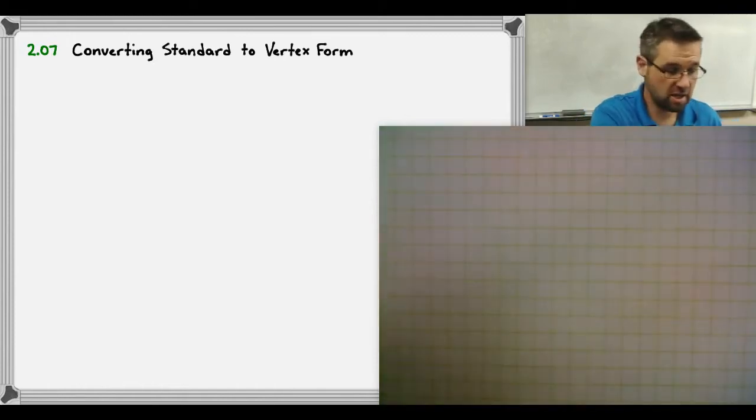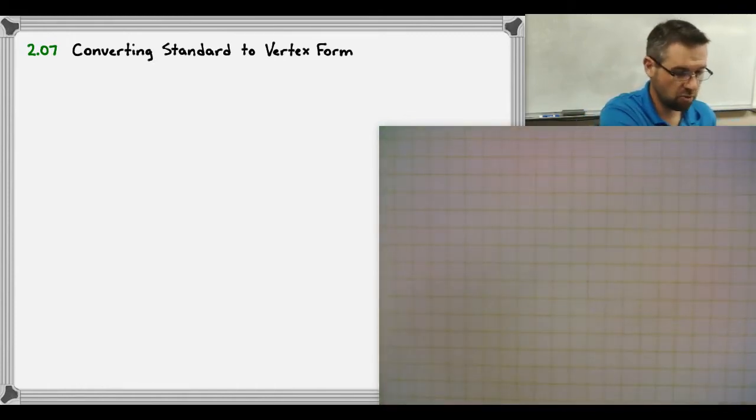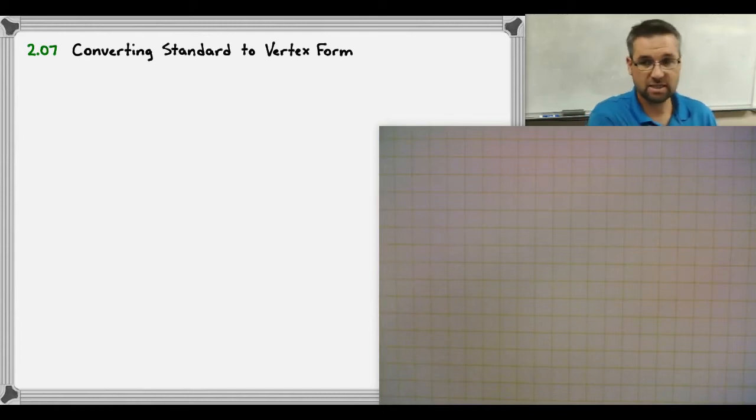Today we're going to be talking about converting standard form to vertex form. We've already talked about the other way, taking the vertex form of a parabola and converting it to standard form. How do we go backwards?